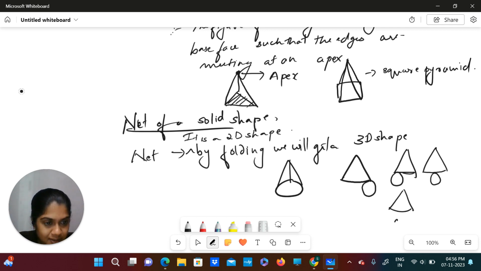Don't draw them separately, because the net should be connected. Don't draw like this, it is wrong, because we should fold it. When we fold it, we should get a 3D shape. If it's connected only, it will fit over there, right? We can fold completely. So don't draw it like this. So this is actually what is meant by net.